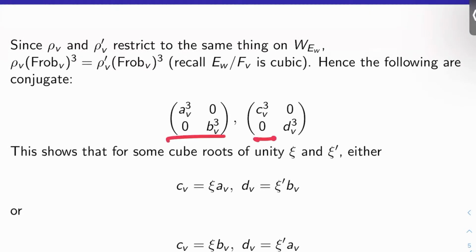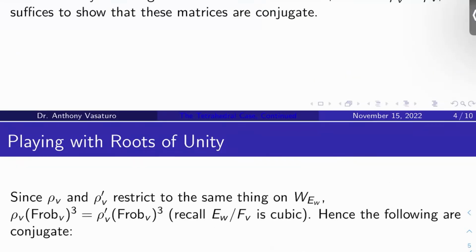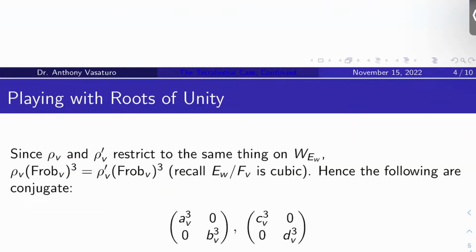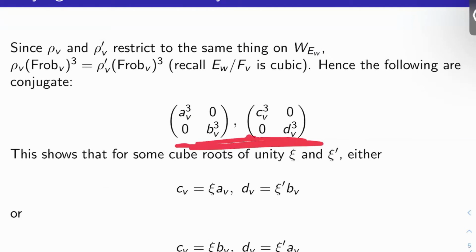That tells me these two matrices are conjugate. The diagonal matrices with entries a_v cubed, b_v cubed, c_v cubed and d_v cubed are conjugate, because how do I cube diagonal matrices? I just cube their entries, right? Okay, perfect. So these are already conjugate. I'd like them to be conjugate without the cubes.